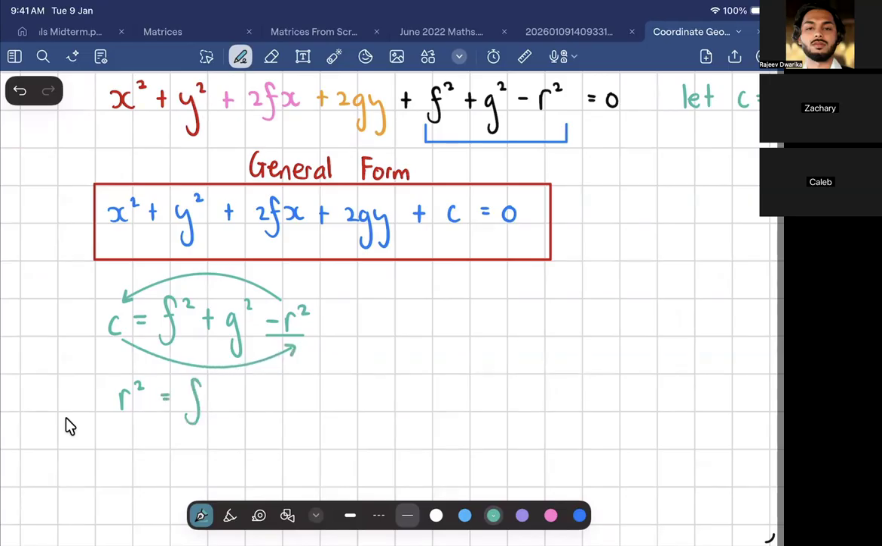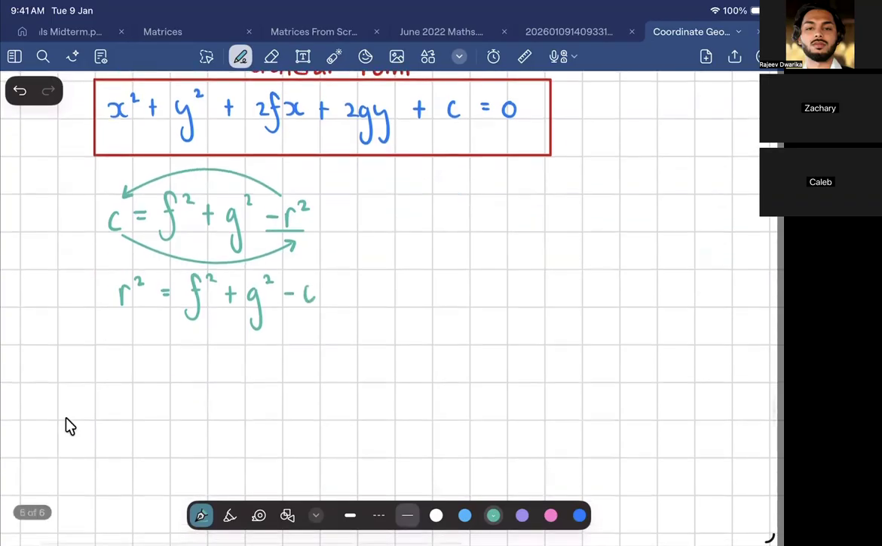So R squared is equal to F squared plus G squared. And since I moved across the C, what am I going to do? Minus, right? Minus C, exactly. Now I have R squared. I want to find R. What is the opposite of squaring something? Square root. Right, so I'll square root the entire thing. Bam. Zachary, isn't that the formula that you just learned? Yes, sir.